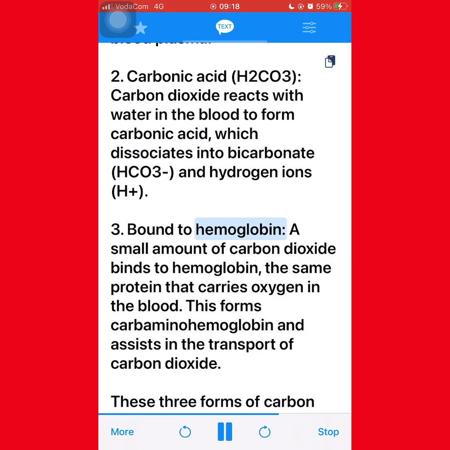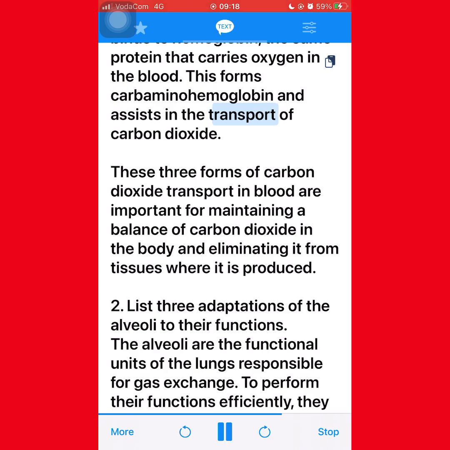3. Bound to hemoglobin. A small amount of carbon dioxide binds to hemoglobin, the same protein that carries oxygen in the blood. This forms carbaminohemoglobin and assists in the transport of carbon dioxide. These three forms of carbon dioxide transport in blood are important for maintaining a balance of carbon dioxide in the body and eliminating it from tissues where it is produced.